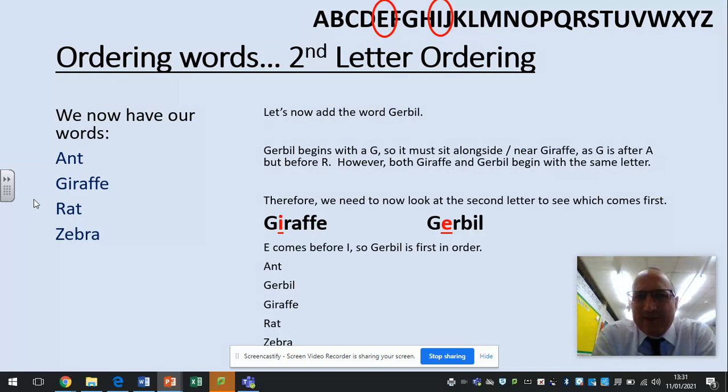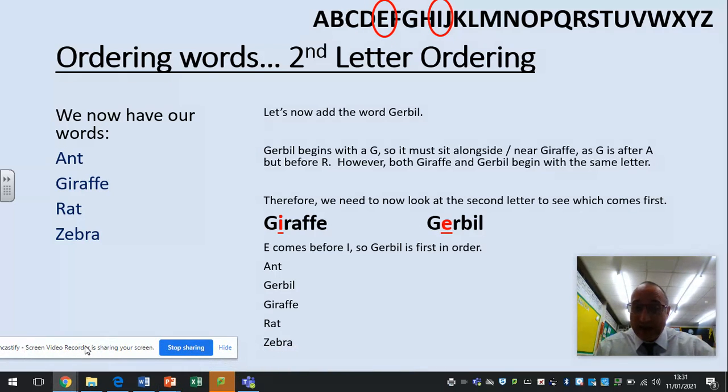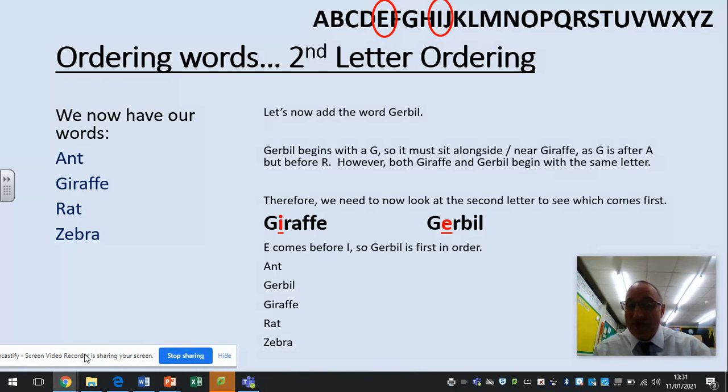Now let's have a look at what happens if we introduce the word gerbil. Gerbil begins with a G, so it must sit alongside or near the word giraffe, as G is after A but before R. However, both giraffe and gerbil begin with the same letter, which causes us a problem. Therefore, we need to now look at the second letter to see which one comes first. So as you can see, in giraffe I is the second letter, and in gerbil E is the second letter. E comes before I, so gerbil comes first in that order. So our new order is ant, gerbil, giraffe, rat, and zebra.